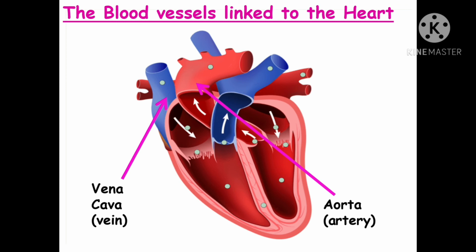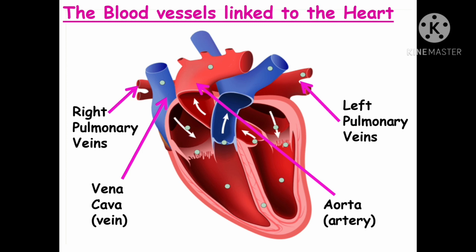Now this one's called the vena cava. Now that's a vein, so V for vena cava and V for vein. That allows blood to flow into the heart from the body. So it's returning blood from the body back into the right atrium. This one is the left pulmonary vein, and that is bringing blood back from the lungs with oxygenated blood because it's red, and that is bringing blood into the left atrium.